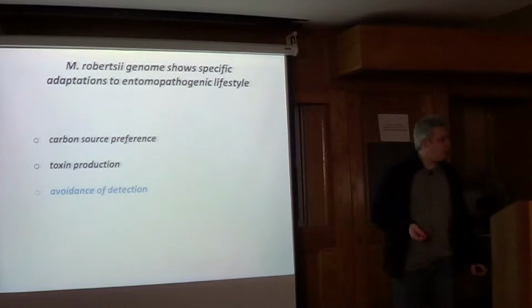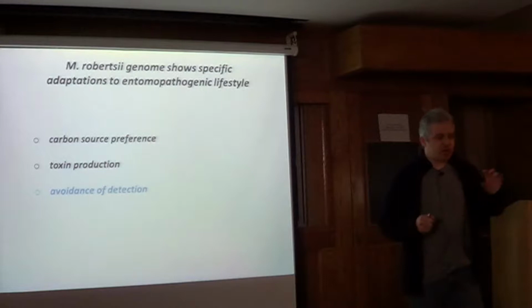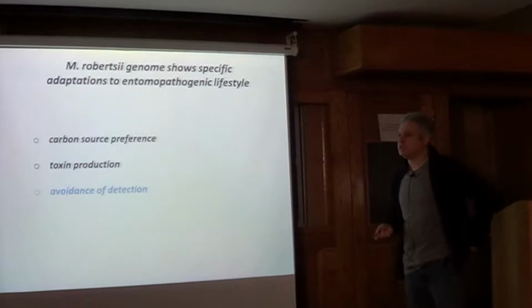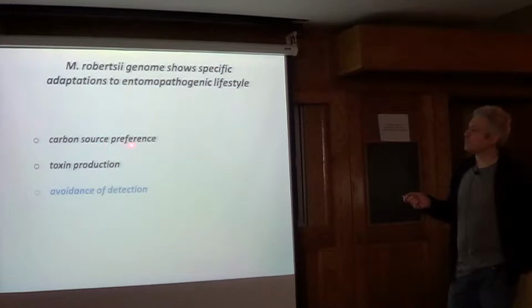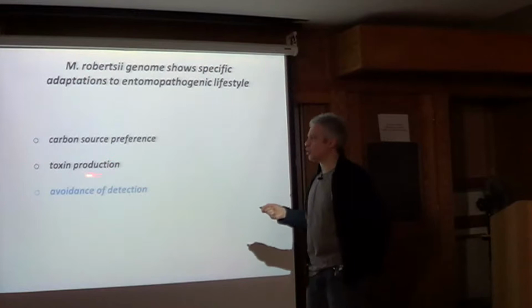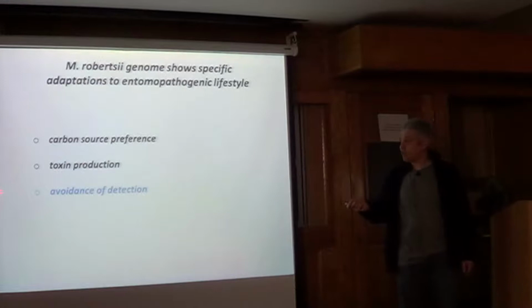Now we have sequenced the genome of this particular organism, and what I'm going to talk about are just a few specific pieces of the entire story, particularly these two topics. One is carbon source preference and toxin production. And there is also something about agonist detection by the immune system. This is an important topic, but I'm not going to touch on it today because it would require too much time, but it's also kind of important, and we are looking at it.